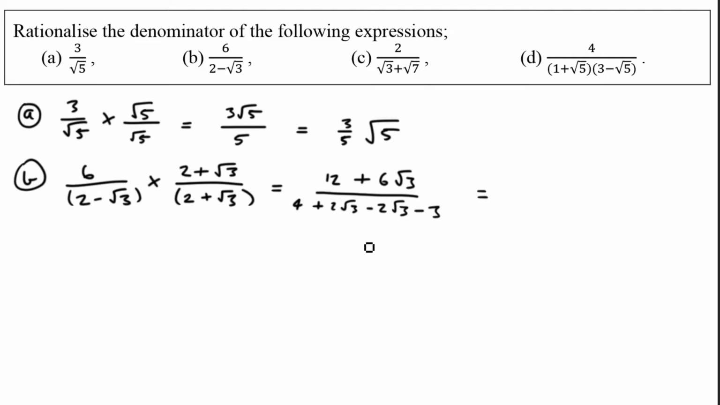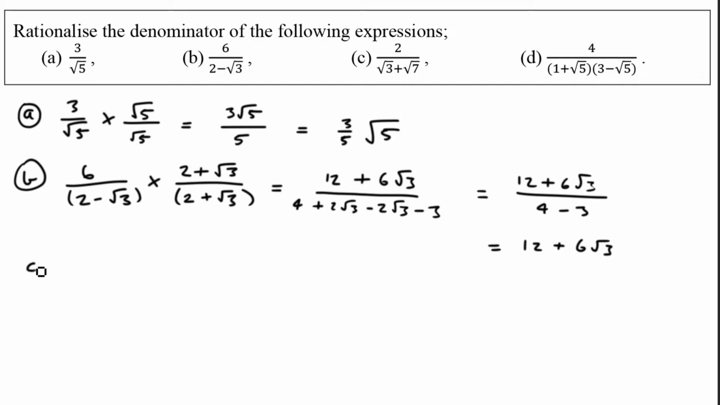Now, you can see that the 2 root 3 and the negative 2 root 3 are going to cancel out, leaving us with 12 plus 6 root 3 divided by 4 subtract 3. And 4 subtract 3 is 1, so in this case our final answer is just 12 plus 6 root 3. It won't always be the case that the denominator turns into 1 and we can therefore ignore it, but whatever it is, it will now be a rational number.